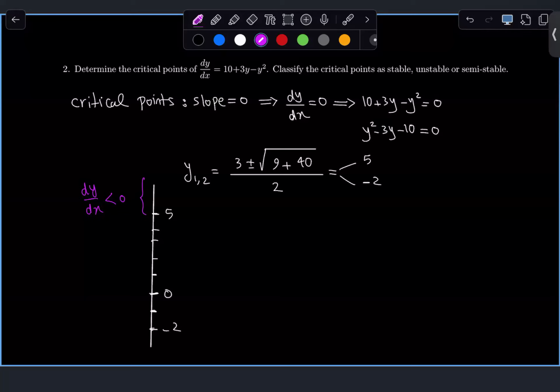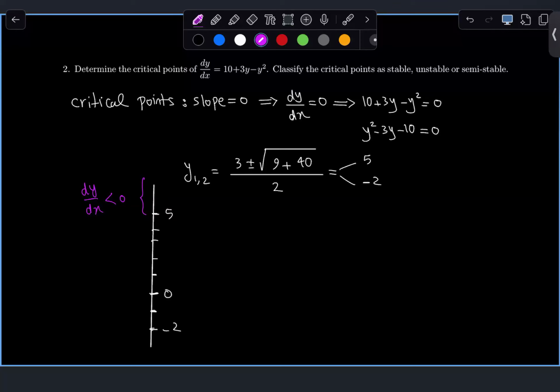Again, you can just try anything that's greater than 5. 1,000, a lot higher than that. Usually it's easier, right? But you can put 6, any number.